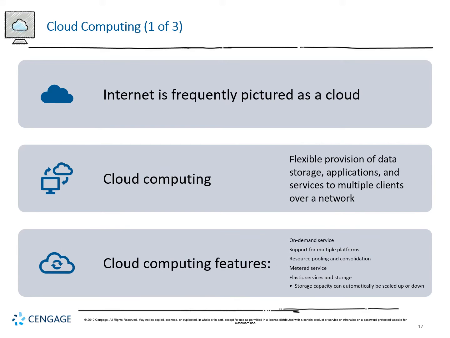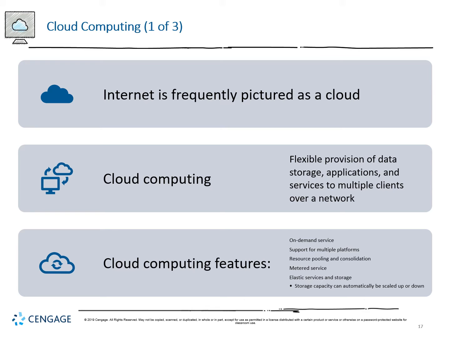So that leads us pretty neatly to cloud computing. Cloud computing is a very common term we hear nowadays, but not a lot of people understand what it actually means. The internet is often pictured as a cloud, as a graphic. If we look at network diagrams throughout the previous chapters, that is definitely something we've looked at quite a bit. The cloud computing process refers to the flexible provision of data storage, applications, and services to multiple clients over a network.